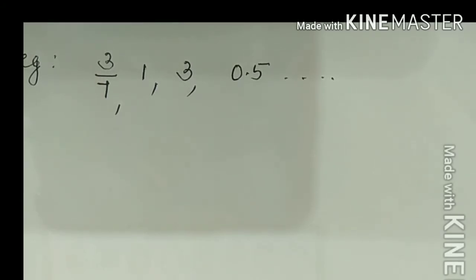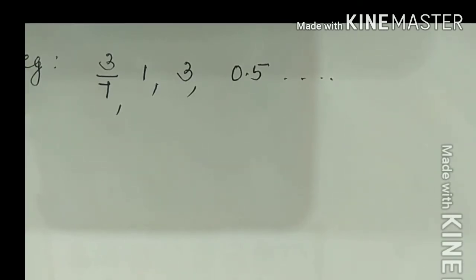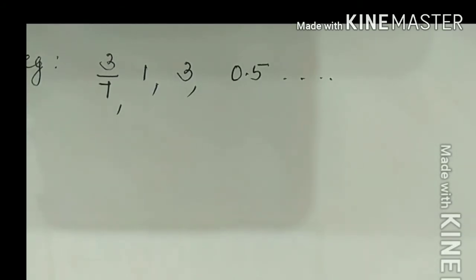Now let's take a decimal, 0.5. Let us check whether 0.5 is a rational number. Can we convert 0.5 into the form of p by q? Yes, we can. 0.5 can be written as 5 by 10. Once we simplify, we get 1 by 2, where the numerator is 1 and the denominator is 2. So it is in the form of p by q. We can conclude that 0.5 is a rational number.